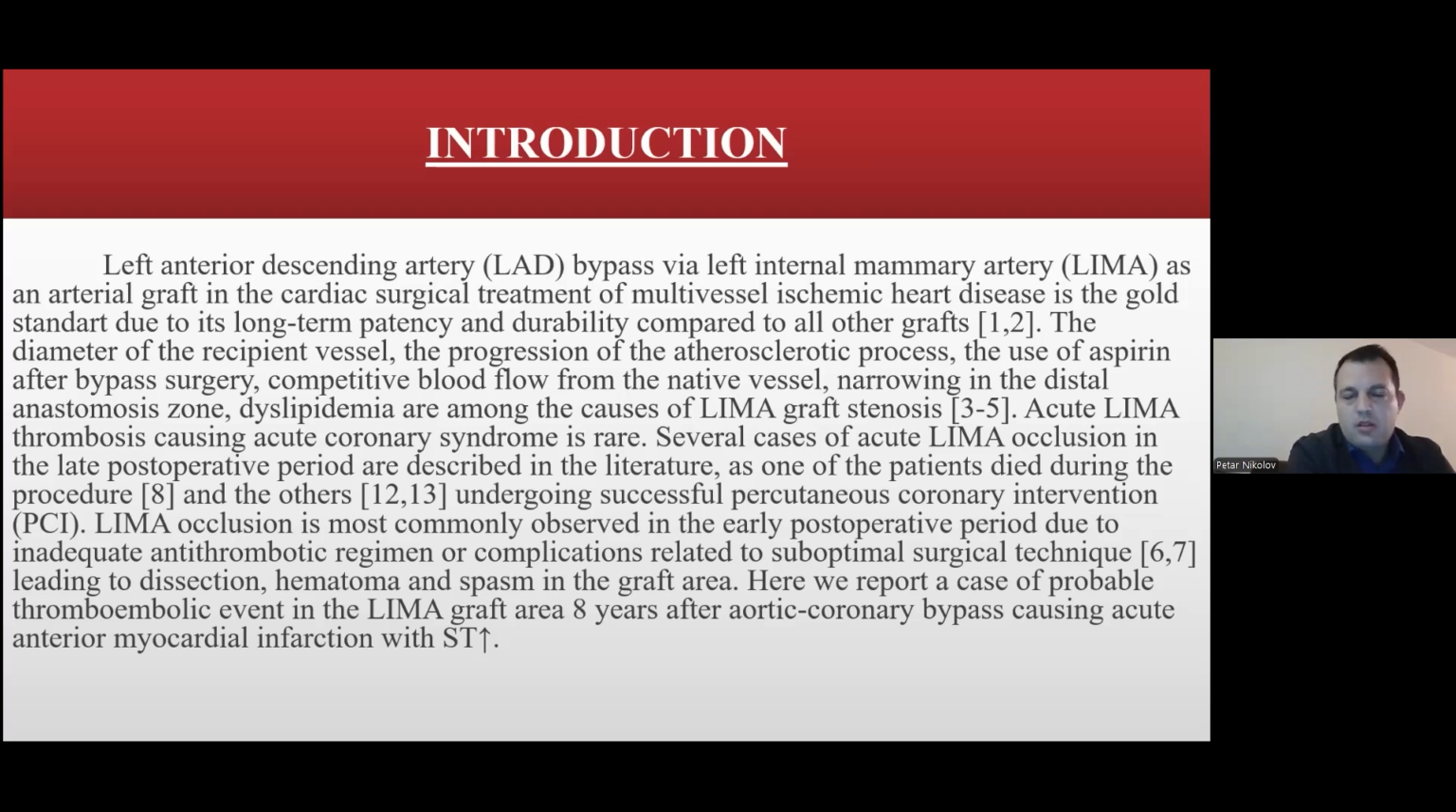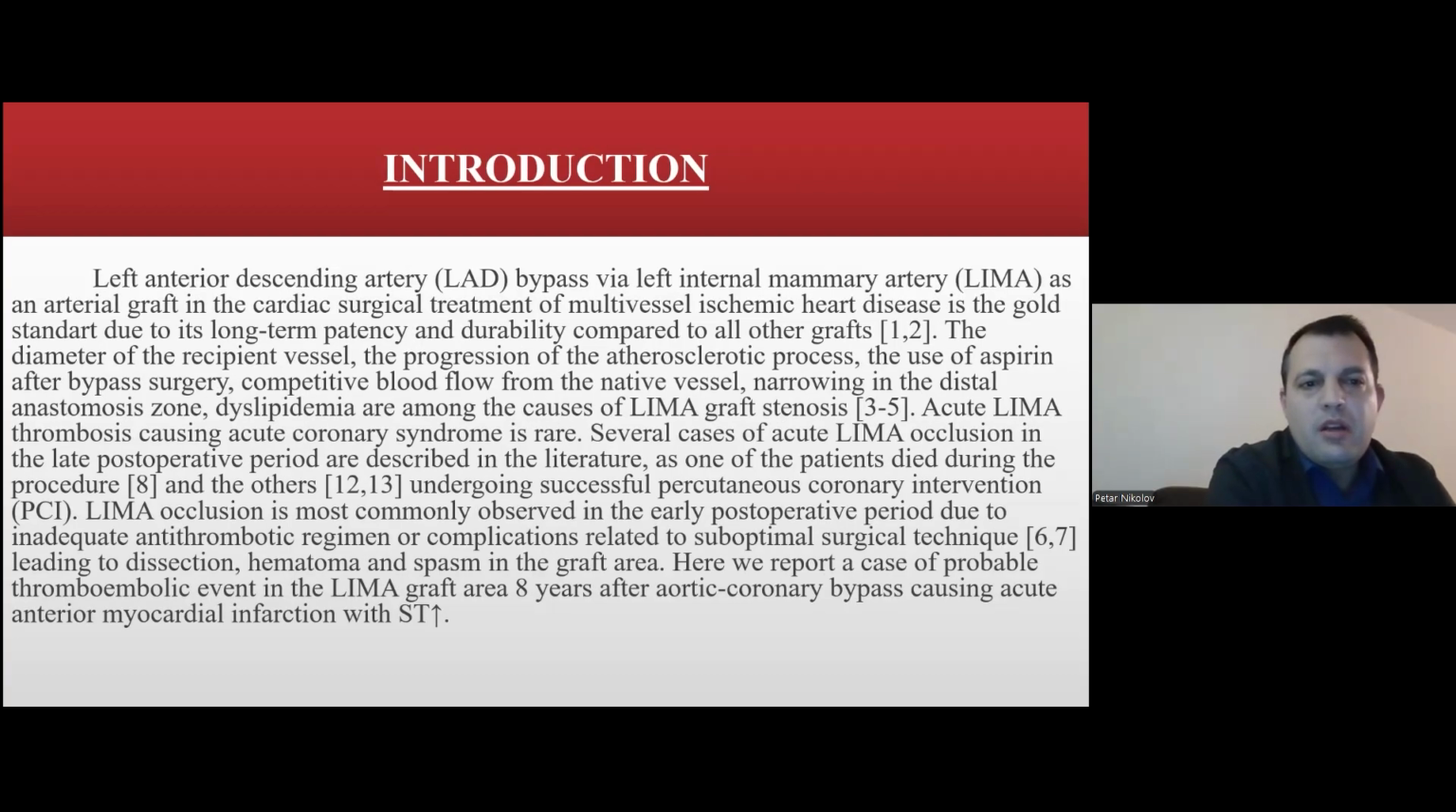There are a few cases in the literature where we see acute LIMA occlusion, inadequate antithrombotic management, or complications related to suboptimal surgical techniques, leading to dissection, hematoma, or constriction in the area of the graft. Here we report a case of a probable thromboembolic event in the LIMA graft after 8 years of aortocoronary bypass surgery causing acute anterior MI with ST elevation.